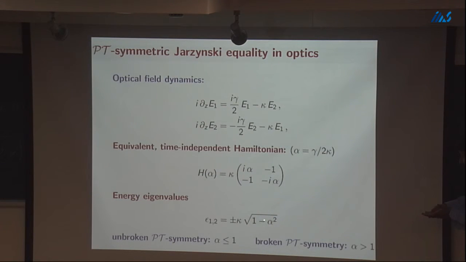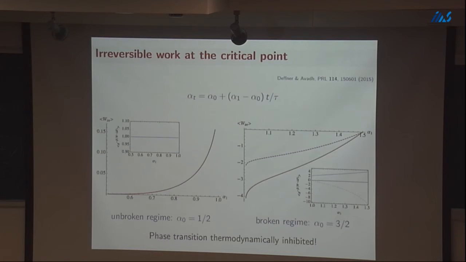So, when alpha is less than 1, you are in the unbroken symmetry regime, and when this is greater than 1, you are in the broken PT symmetry regime. So, we take all that stuff and assume this is a protocol, a linear protocol in this fashion, and now here I am plotting irreversible work, which is basically the non-equilibrium work minus the free energy difference as a function of alpha. So, you can see that in the Jarzynski equality, the average of exp(-W) times exp(delta F) exactly remains 1.